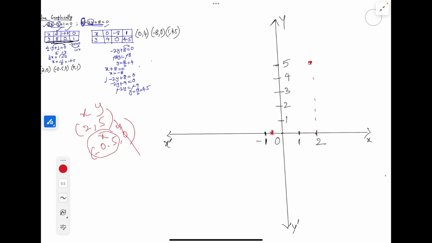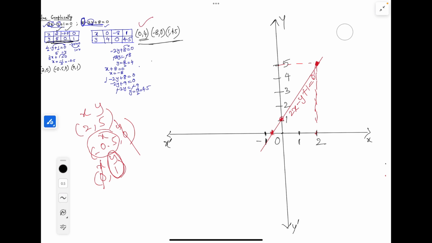Next 0 comma 1, x followed by y. x is 0, so it will lie on the y-axis at 1. Now join these 3 points. This is the first equation, which is 2x minus y plus 1 is equal to 0.